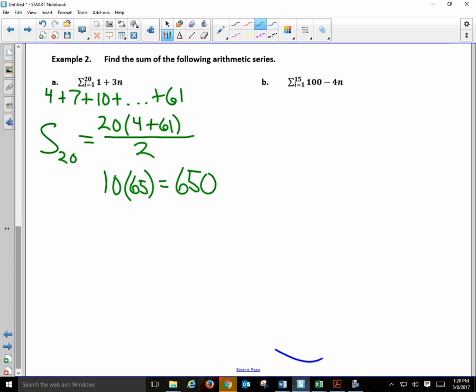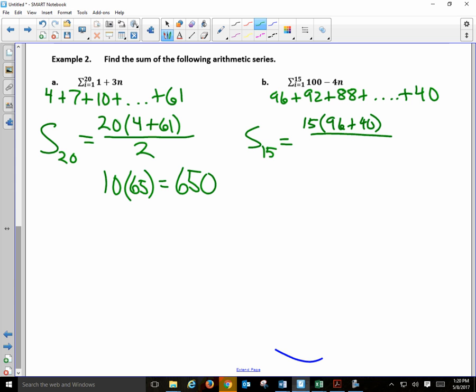All right. First term will be 96. Second term? What will the 15th term be? 40. So the sum of the first 15 terms is equal to the number of terms, the first term, the last term, all divided by 2. 96 plus 40 is 136. Divided by 2 is 68. So we have 15 times 68.